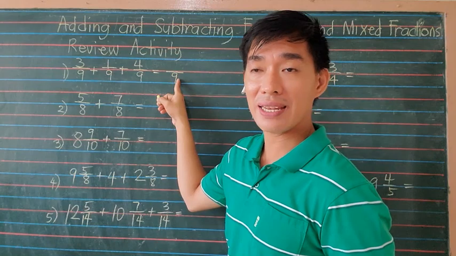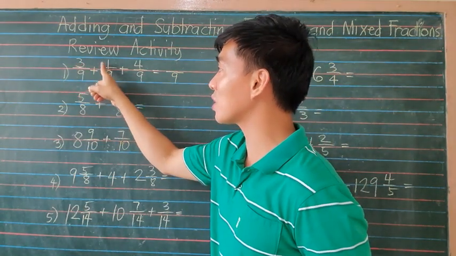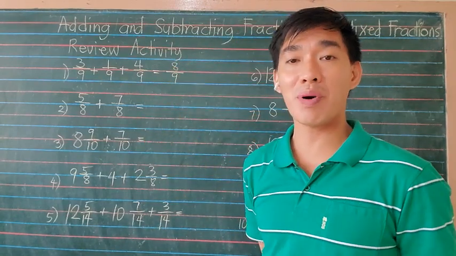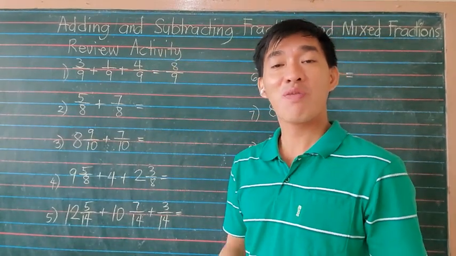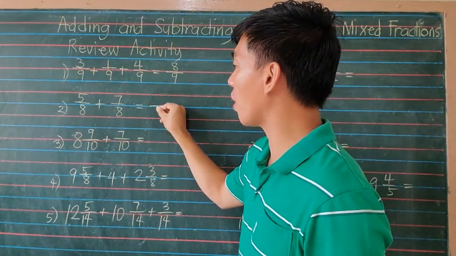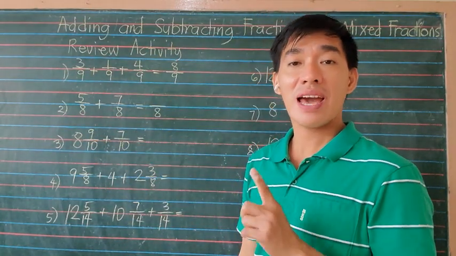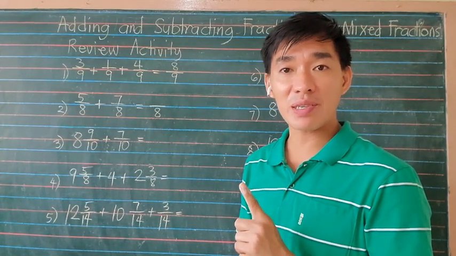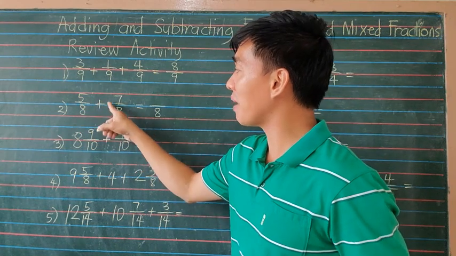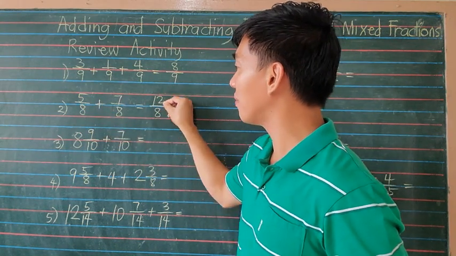Then you will add the numerator. So 3 plus 1 is 4, plus 4 is 8. Therefore, the answer for number 1 is 8/9. For item number 2, we have the same denominator 8, so you also have to copy 8. Once again, copy the common denominator and add the numerator. So, you will add 5 and 7, which is equal to 12.